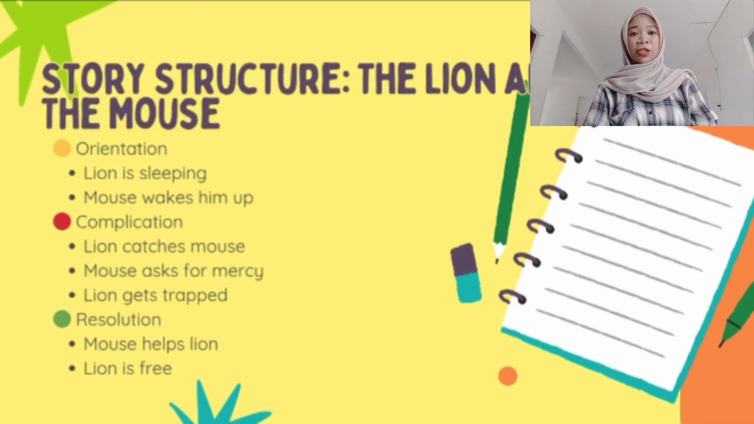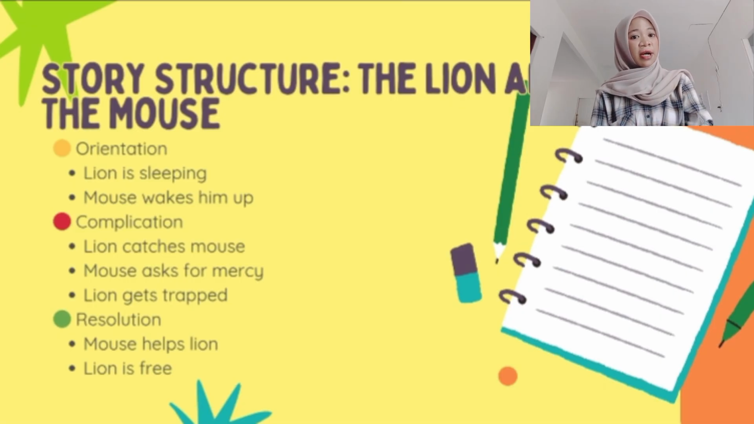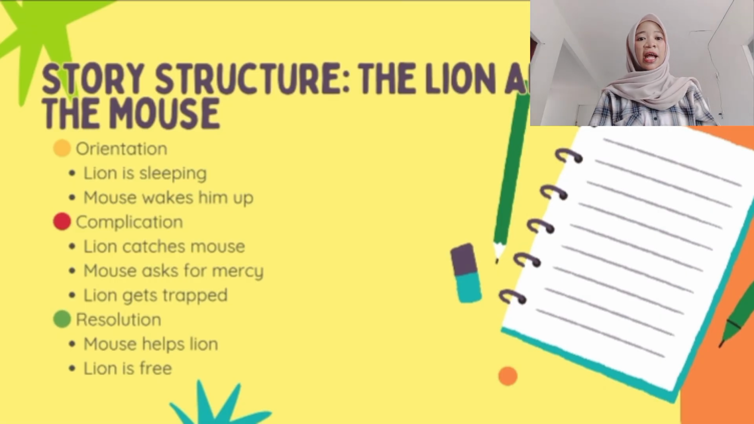Alright, now that you've watched the story, let's break it down together. Orientation. At the beginning of the story, we see a lion sleeping peacefully in the forest. Then a small mouse accidentally runs across his body and wakes him up. This part introduces the characters and the setting. Next, complication. The lion gets angry and catches the mouse. The mouse is scared and begs for mercy. He says, "Please let me go, and someday I will help you." The lion laughs because he thinks it's impossible. But in the end, he lets the mouse go.